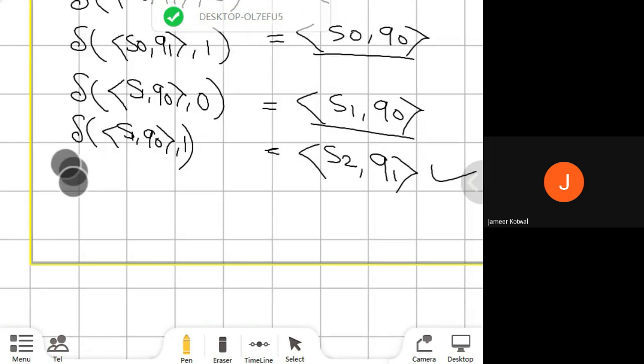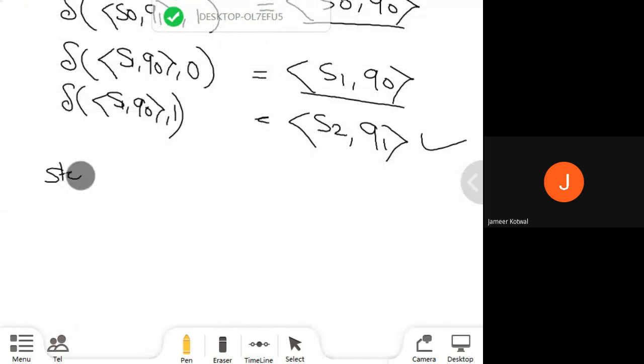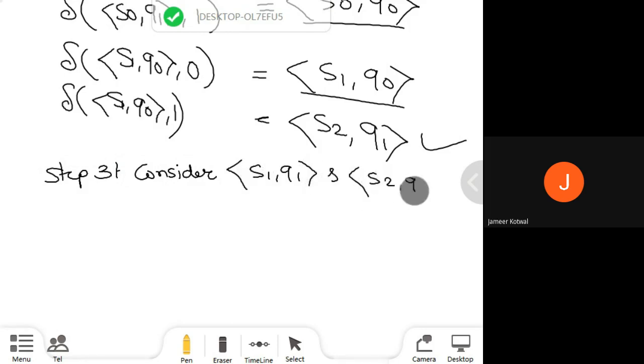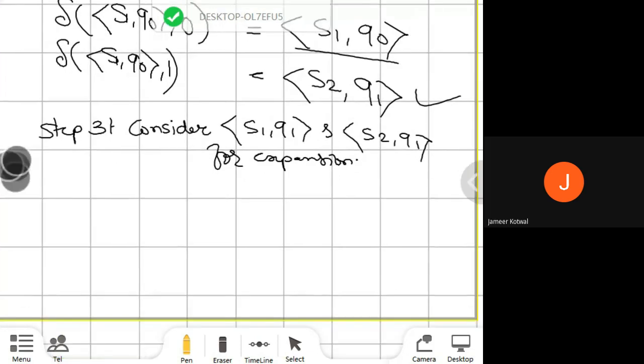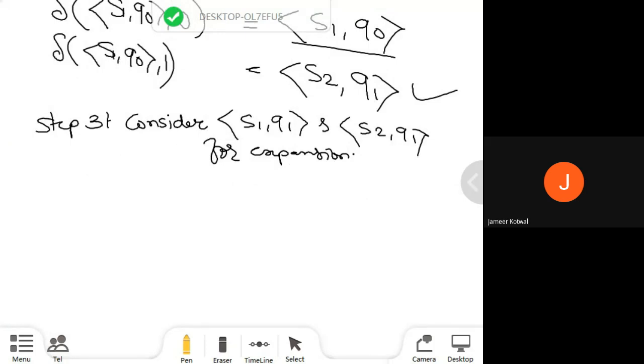So in step number 3, consider S1 Q1 and S2 Q1 for expansion. Steps like marks आहेत बरं का. बरोबर डायरेक्टली आउटपुट पण येतो बट फॉर दिस टाइप्स ऑफ प्रॉब्लेम stepwise marks they have defined, right?